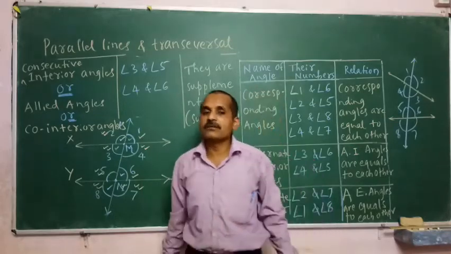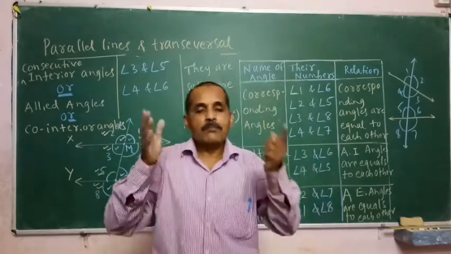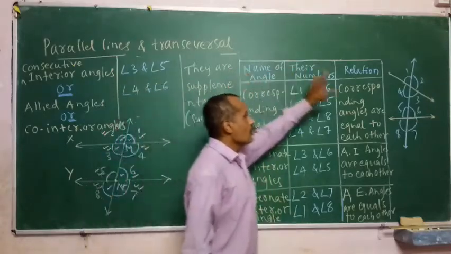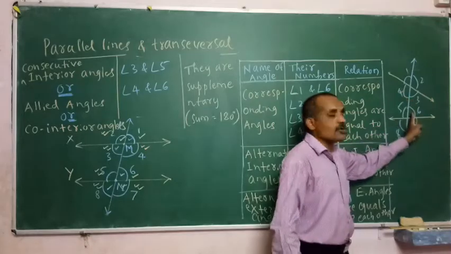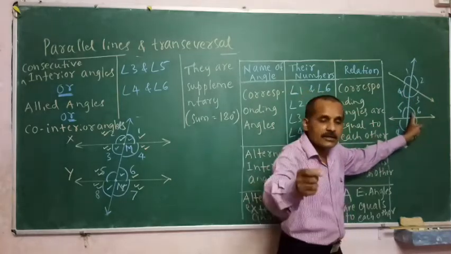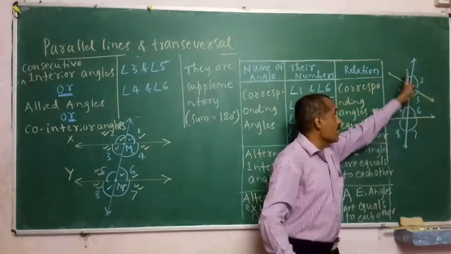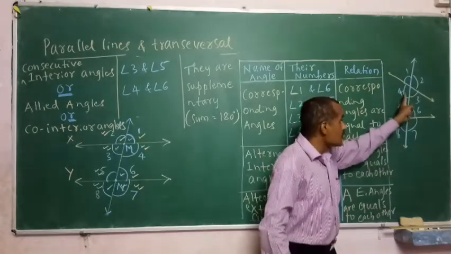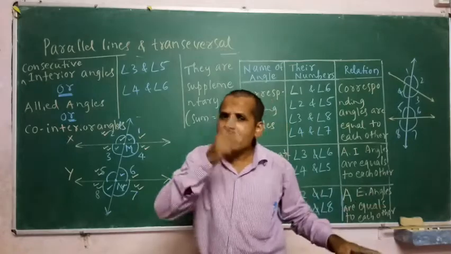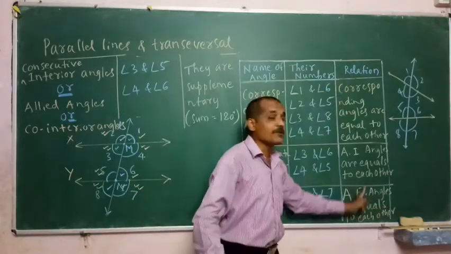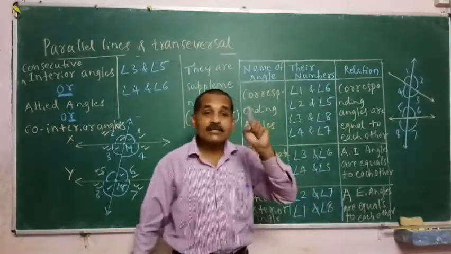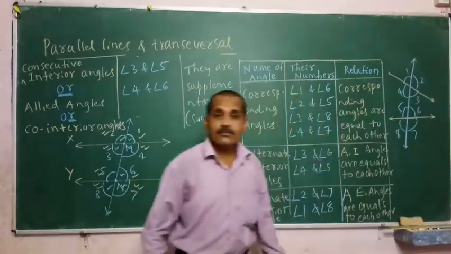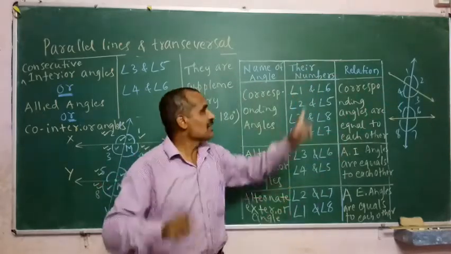No, my dear children, whether the lines are parallel or not parallel, these are called by the same name. These are called alternate interior angles. These are called alternate exterior angles. These are called co-interior angles. Everything is the same. But what makes the difference? The relation makes the difference. The names of the angles are the same, their numbers are also the same. No changes. But the relation changes.